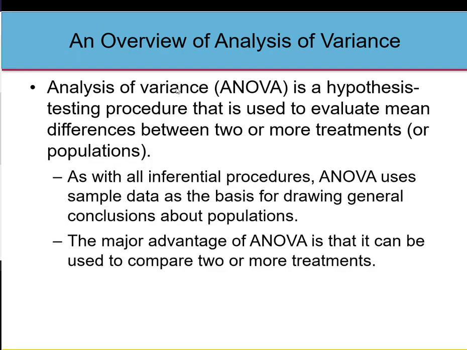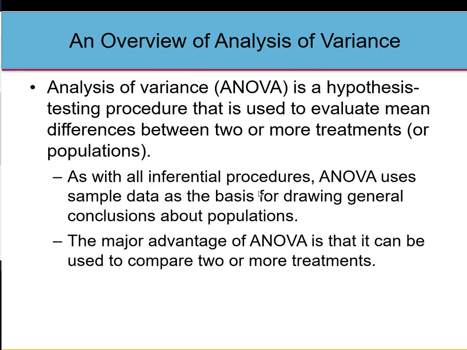So an overview is that ANOVA, analysis of variance, is a hypothesis testing procedure that's used to evaluate the mean differences between two or more treatments or populations. So if I just had two, I could do this as effectively with an independent samples t-test, but once I throw in another group, I have to use analysis of variance. I can use analysis of variance for two groups, but it would be easier just to use a t-test.